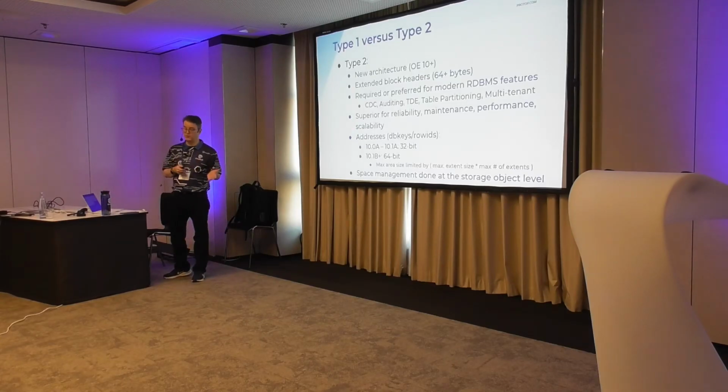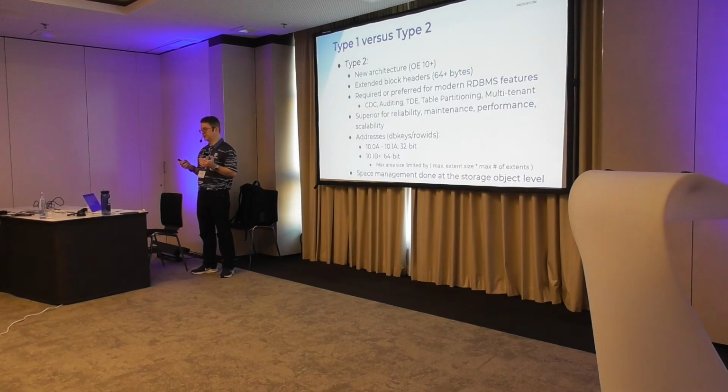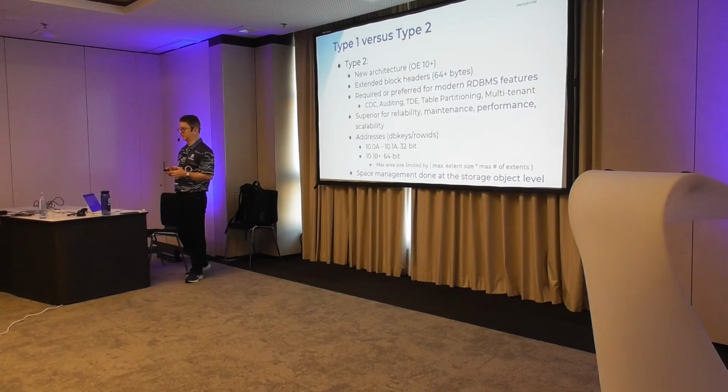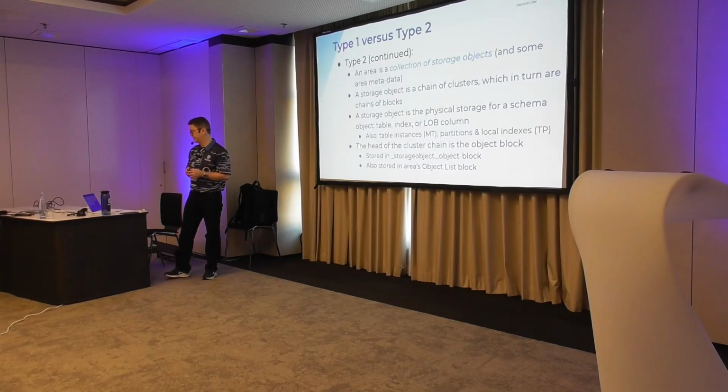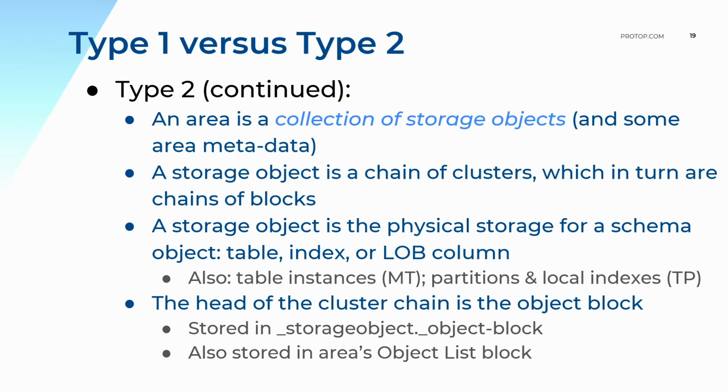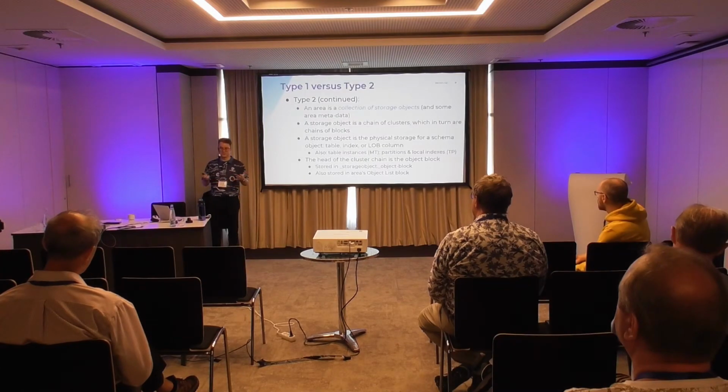And unlike type 1, where you're limited in size based on RPB, in type 2, the limit is simply governed by how many extents you have and the maximum size. So in theory, you could have an area up to a petabyte. And unlike type 1, storage management is done more granularly at the storage object level, not at the area level. So unlike a type 1, which is a collection of blocks, a type 2 area is a collection of storage objects, which in turn are collections or chains of clusters, which, as we said, are collections of blocks.